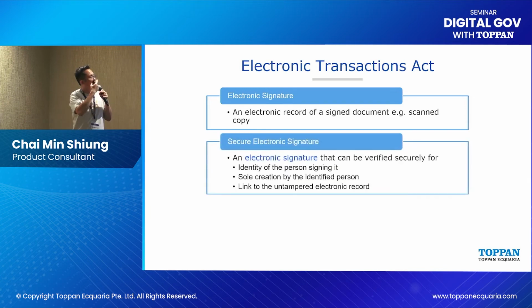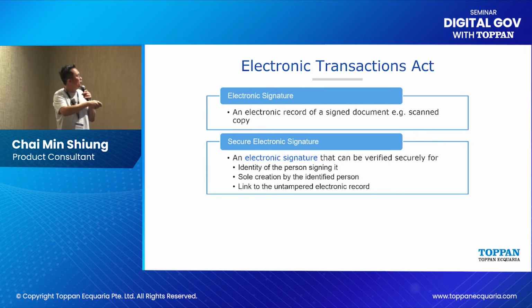So the ETA also defines another type of signature called a secure electronic signature. A secure electronic signature is essentially a signature that can be verified securely. You can identify the person signing it, who signed this document. John Doe signed this document.